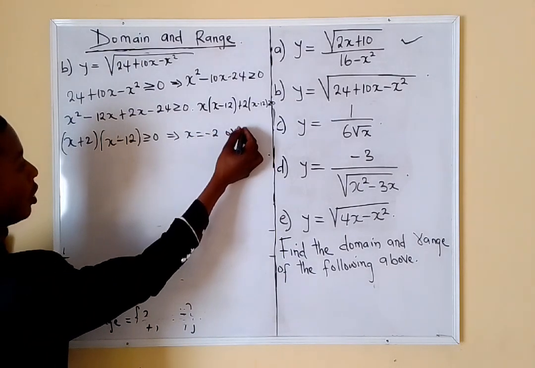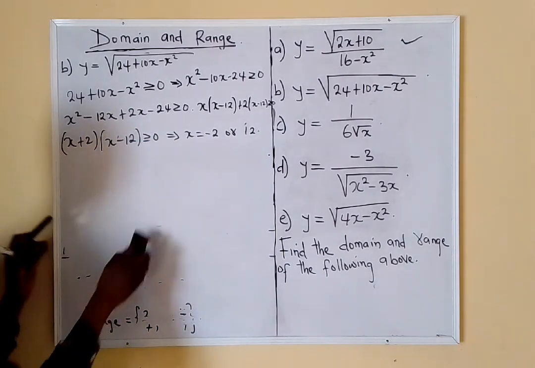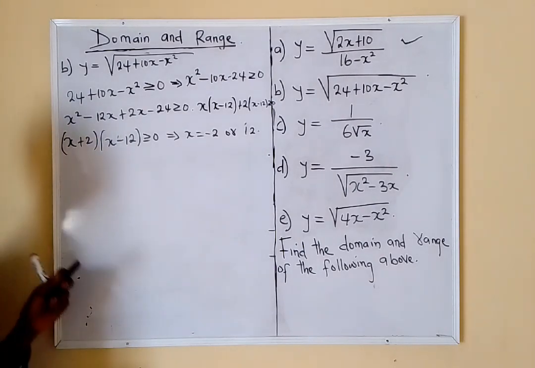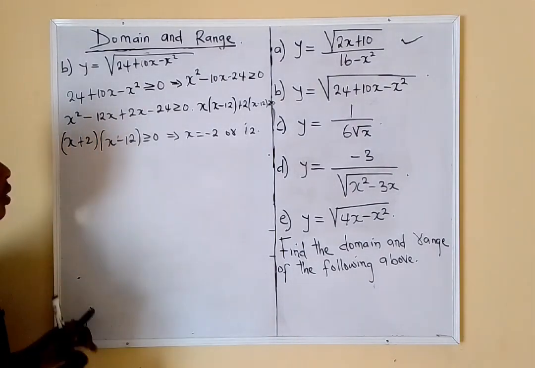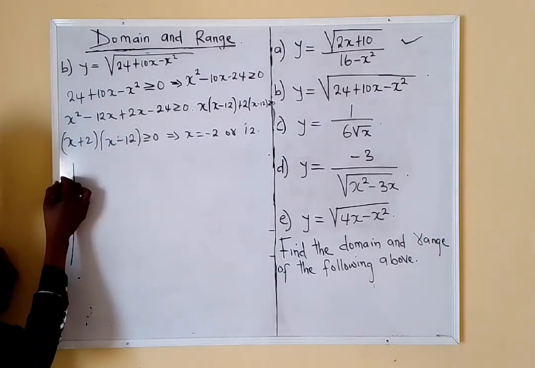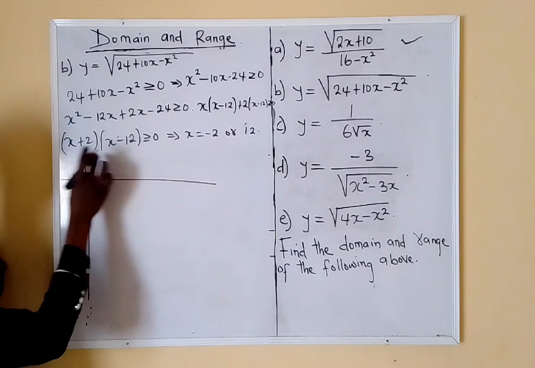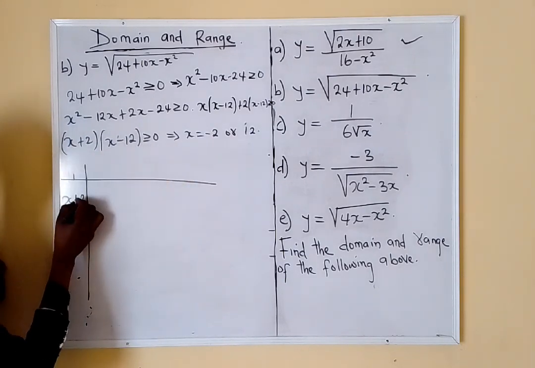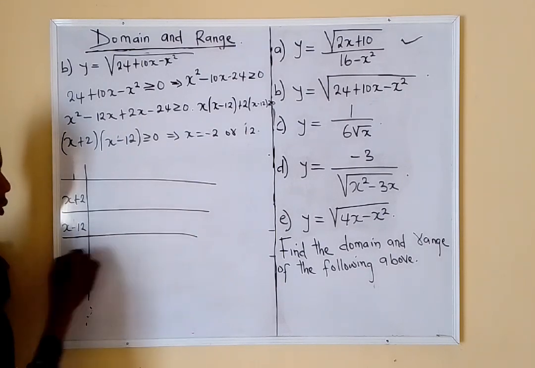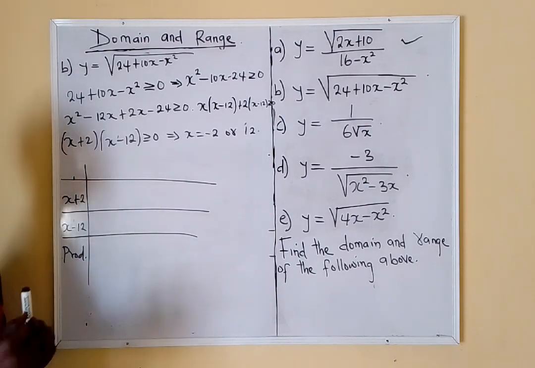Okay, let's go back to our sign chart. To get to our sign chart, we will have the first factor here is x plus 2. Second is x minus 12. Then we have their product. The rule is x is less than the smallest number. The smallest number is minus 2. x less than minus 2. After that, we are going to have the smallest number minus 2 less than x less than 12. And then lastly, x is greater than 12.